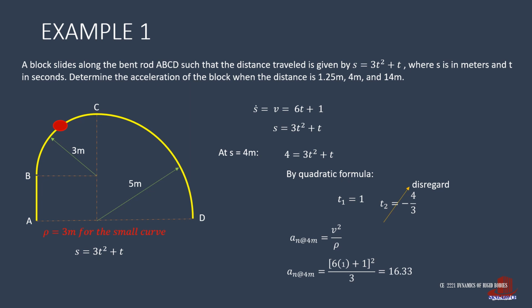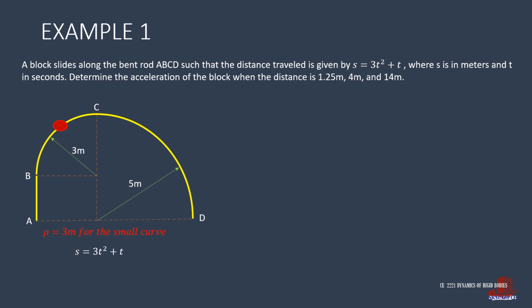Plug these values into the normal acceleration and get the square of 6 times 1 plus 1, and everything is over 3. This makes the normal acceleration as 16.33. With both acceleration components already figured out, the magnitude of acceleration at 4 meters is taken as the root of the squares of 6 and 16.33, and that is simplified as 17.4 meters per square second.